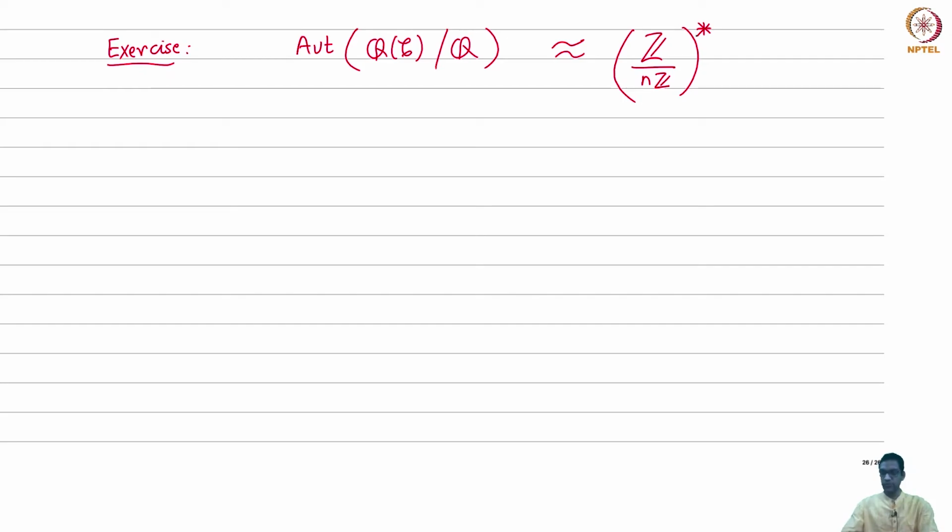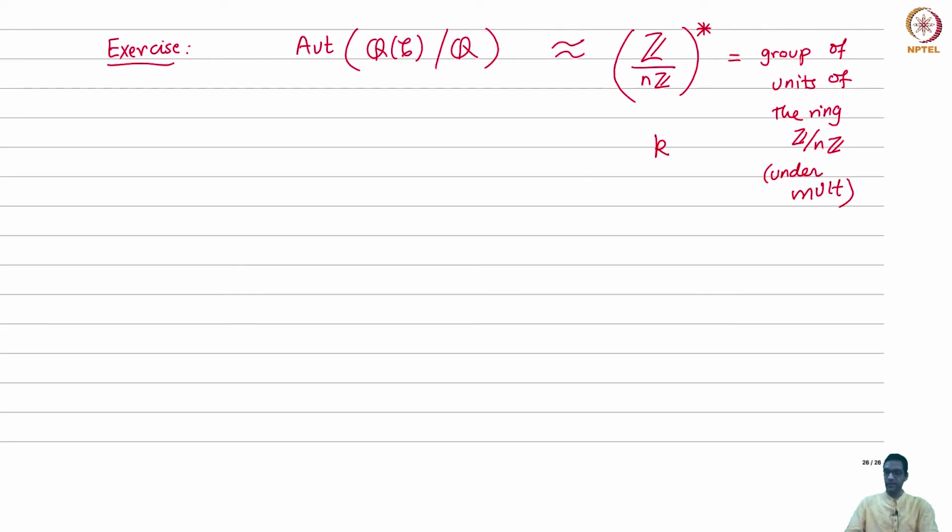Okay, so the group of units of this ring, if you wish. So this is just nothing but the group of units, if you wish to think in terms of the ring Z mod nZ. Okay, and the group of units means the invertible elements, and they are a group under multiplication. So this is under multiplication. Okay, and what is the isomorphism?